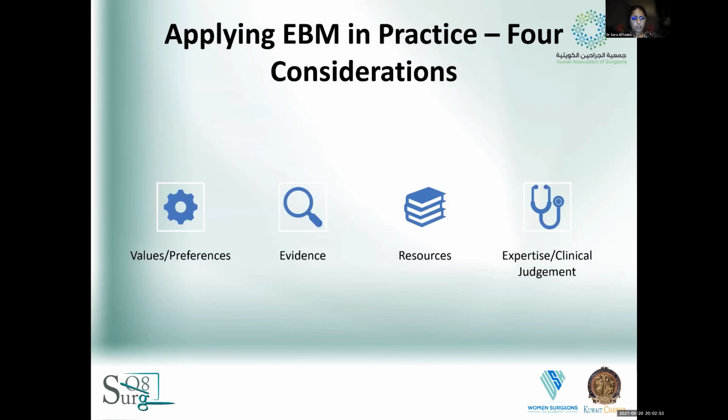Now, last part of our talk, how do you apply evidence-based medicine in your practice, okay? And there are 4 considerations to think about. What are the patient's values and preferences? Finding the right type of evidence for you to critically appraise. What are the resources you need? And how do you incorporate expertise and clinical judgment into what you intend to practice?